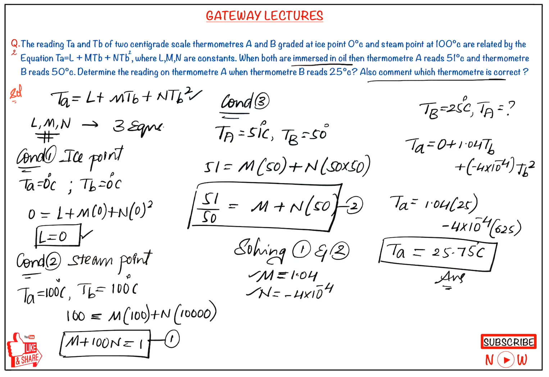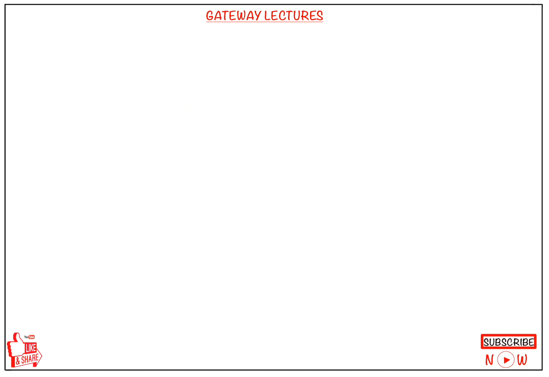This is the answer, but they've also said to comment which thermometer is correct. For that, if you observe the readings of TA and TB, at ice point they read the same, 0 degrees centigrade, and also at steam point they read the same, 100 degrees centigrade. But the only difference is, suppose between 0 and 100 it was divided into 100 parts, then each degree centigrade will be a unit part, right?